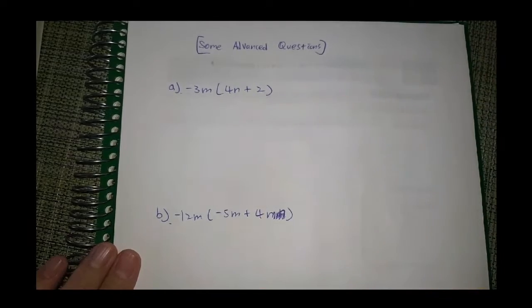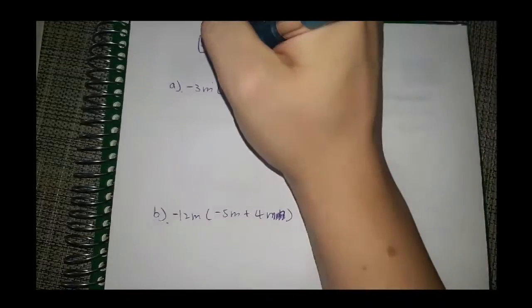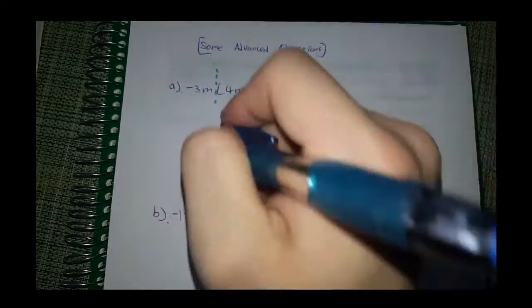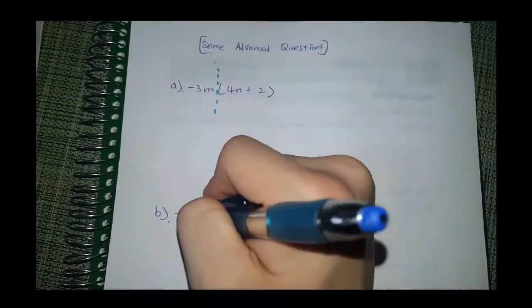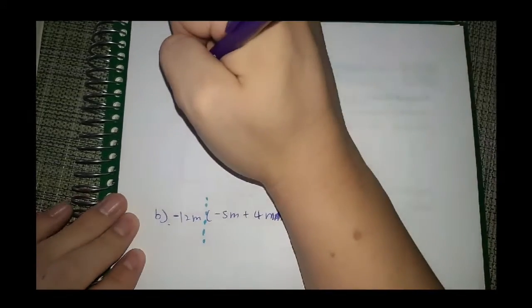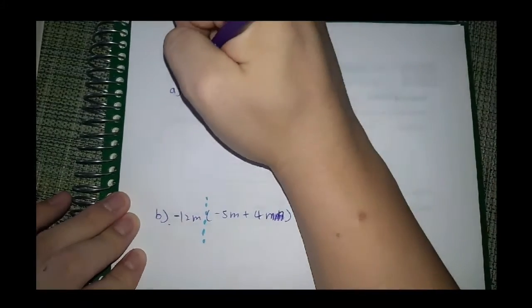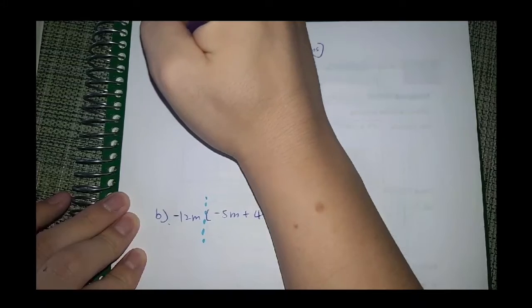Once that's done, let's go through these. I put a little advanced question because here's the thing. When it comes to monomial, what you see over here, negative 3m, these are examples of monomial.